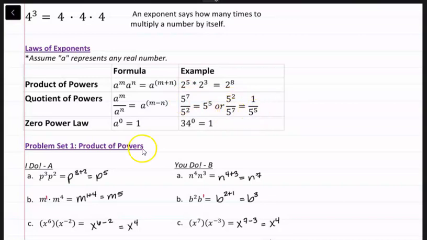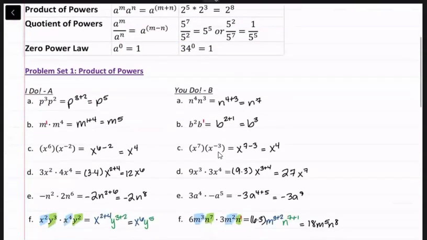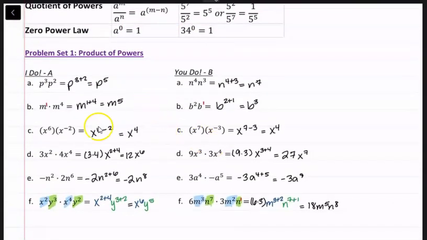Then subtract your exponents. And the zero power law tells us that anything raised to the zero power is 1, such as 34 to the zero power. That's just 1. Now here's the answer key for problem set 1 that you're supposed to complete on your own.